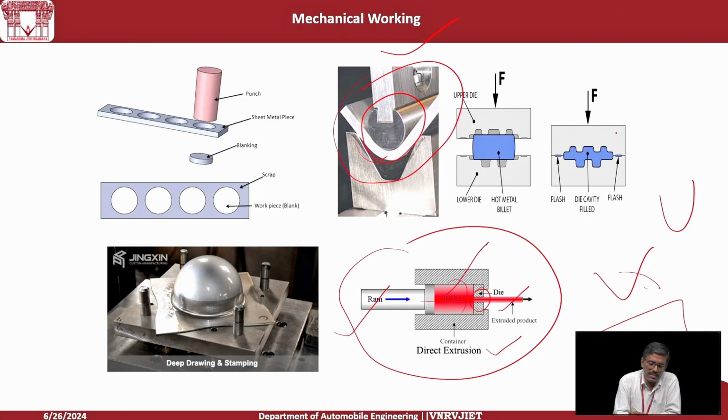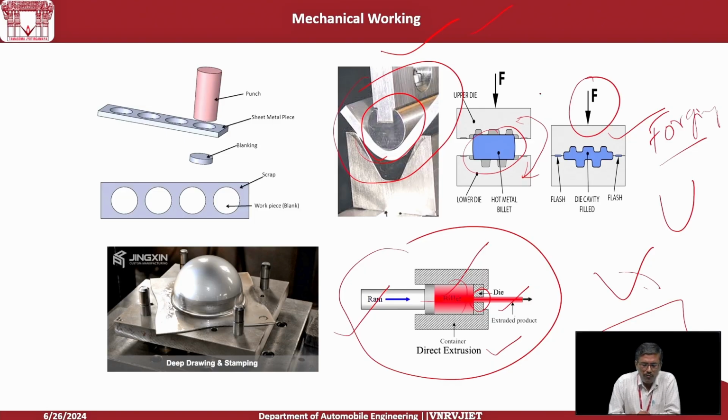And here you can see there is another process called forging. Forging is another type of metal working process, where the raw material is heated and placed in between the lower die and upper die, and then we apply the force. So when you apply the force, the raw material which is placed between the lower die and upper die is at a higher temperature, and it will be deformed into the desired shape depending upon the shape of the upper die and lower die cavity.